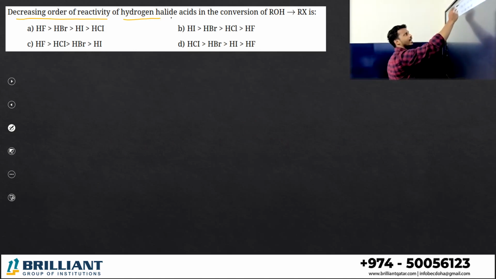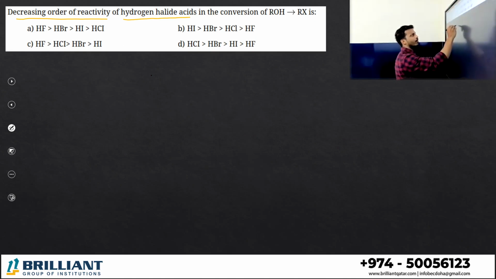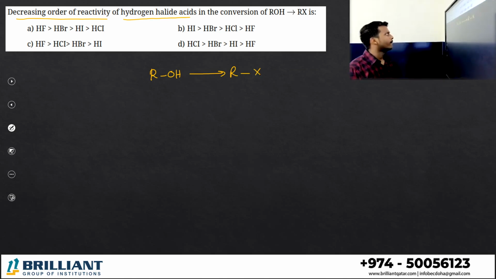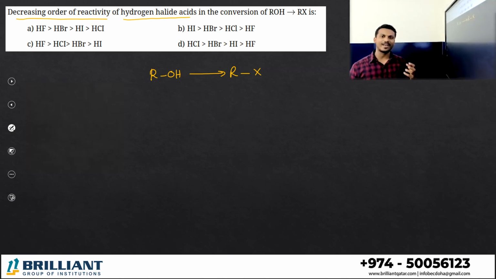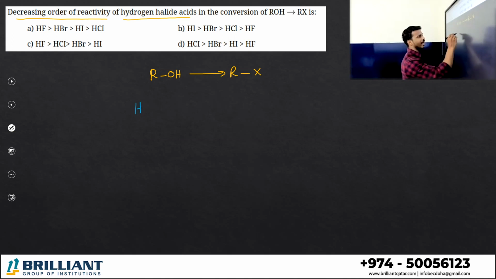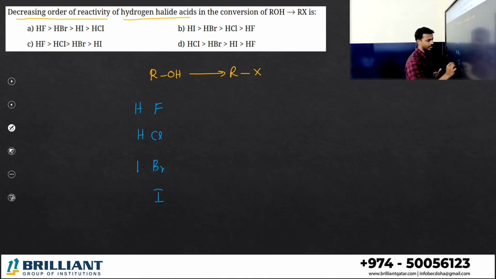reactivity of hydrogen halide acid in the conversion of alcohol into haloalkane? What is the decreasing order of reactivity? You know the order of reactivity. Even in the p-block element chapter we discussed it. What is the reactivity order of hydrogen halide? If you consider the hydrogen halides, what are the halogens we have? Fluorine, chlorine, bromine, iodine. Their hydrides are HF, HCl, HBr, HI.